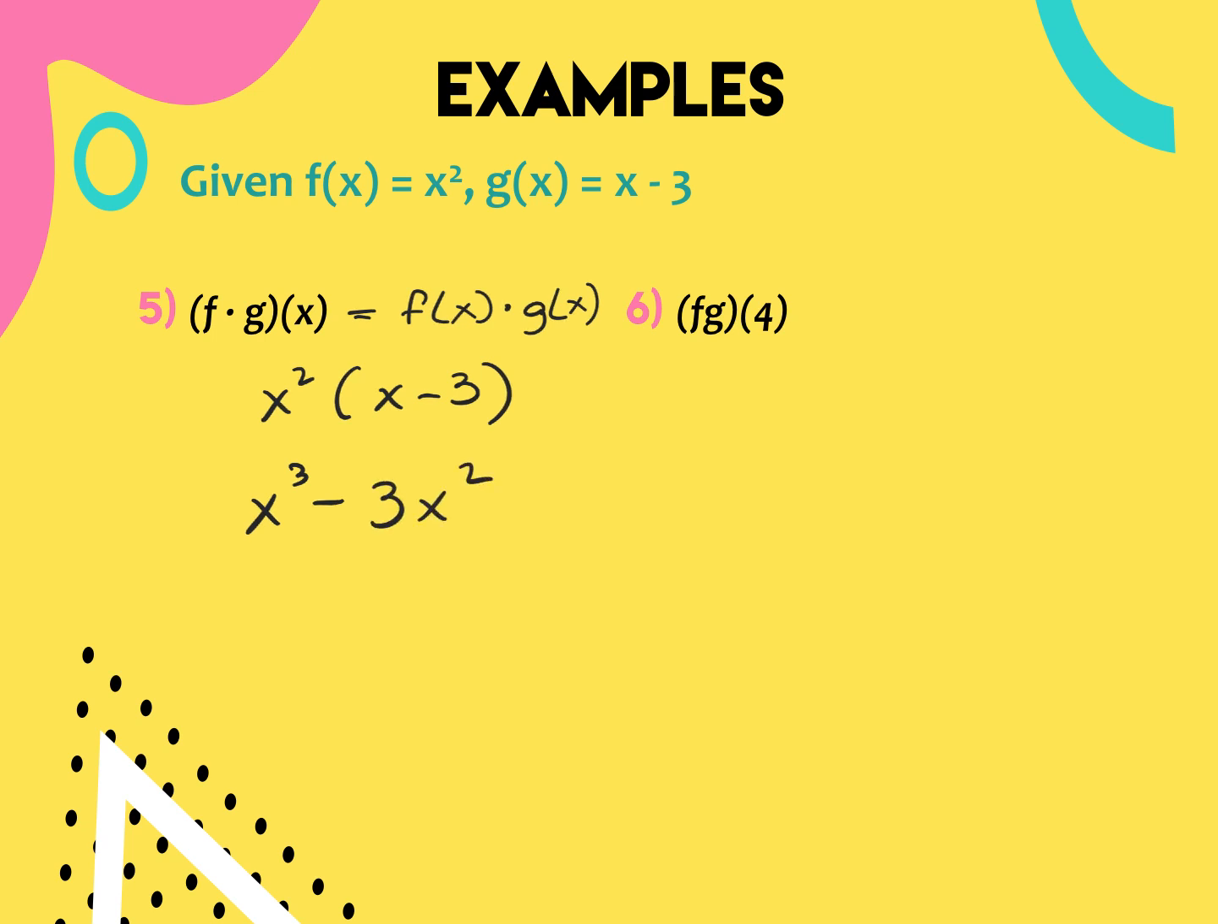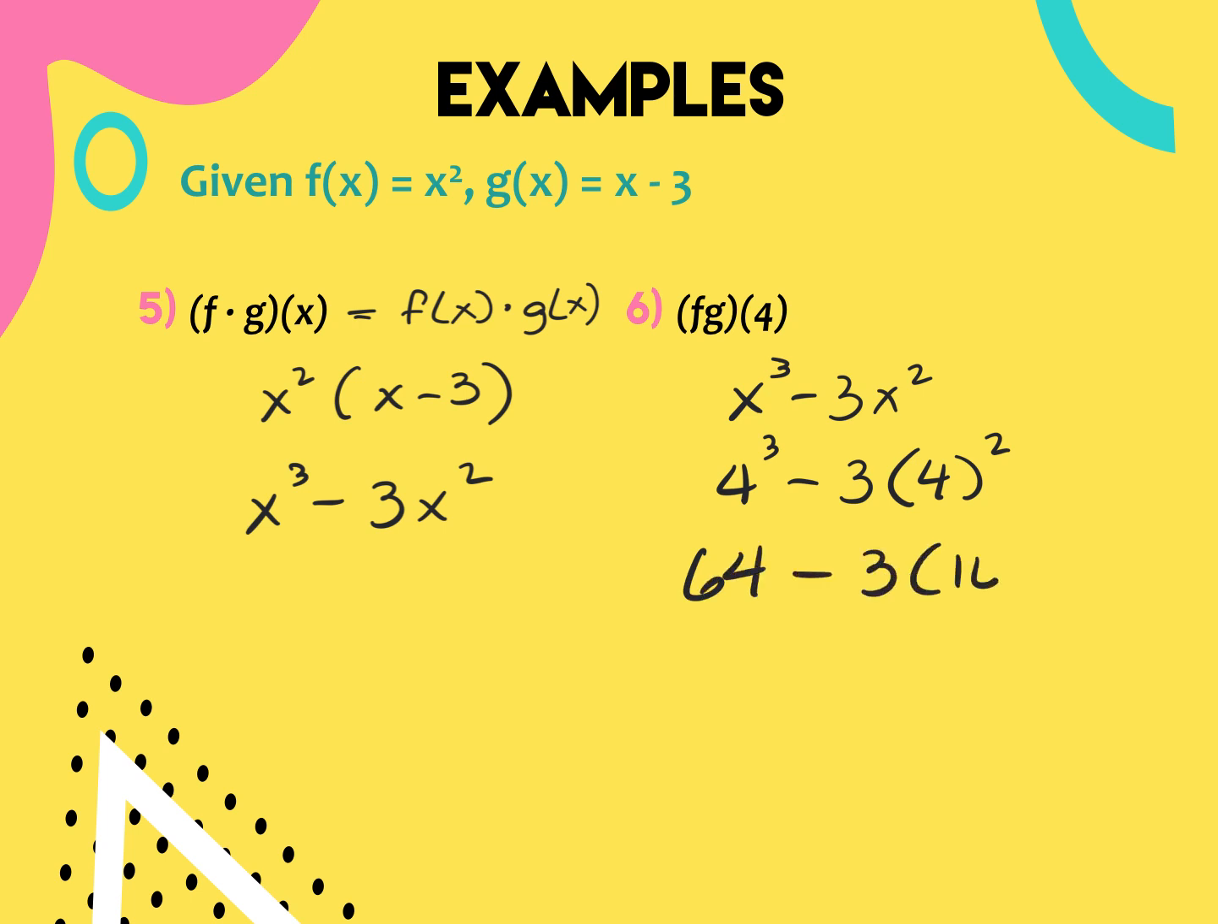And I'm done. Now, they're asking me to take the f of x function and the g of x function, and after I multiplied them, substitute in a 4. So I'm going to take the answer I just got in number 5, the x cubed minus 3x squared, and replace x with a 4. So 4 to the third, and then 3 times 4 squared. Again, I'm following PEMDAS. 4 cubed is 64. I need to do the exponent first, and then I multiply. And I get 48, subtract, and the final answer here is going to be 16.